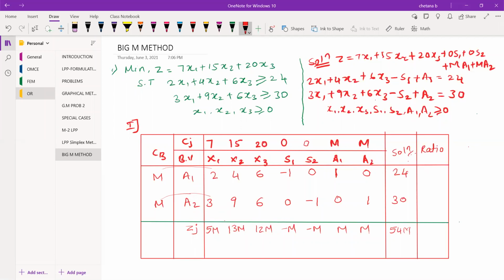Then you have to see what is Cj minus Zj. That is 7 minus 5M. Keep it as it is, 7 minus 5M. Then you have 15 minus 13M. Then 20 minus 12M. Then 0 minus of minus M is plus M. 0 minus of minus M is plus M. M minus M is 0. M minus M is 0. Is that okay?